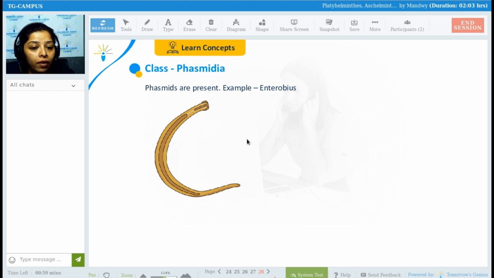Now let's see the phasmidia, where the phasmid is present. An example is Enterobius. Enterobius is parasitic in nature and it causes disease. Okay, there is not much to learn about the classification of Aschelminthes because it is not in our syllabus. Another example of Aschelminthes is Ascaris, that is intestinal worm.